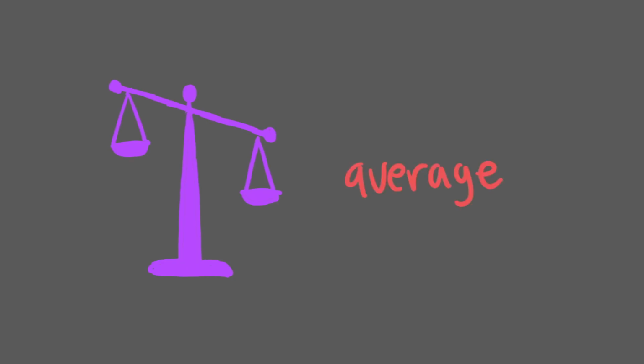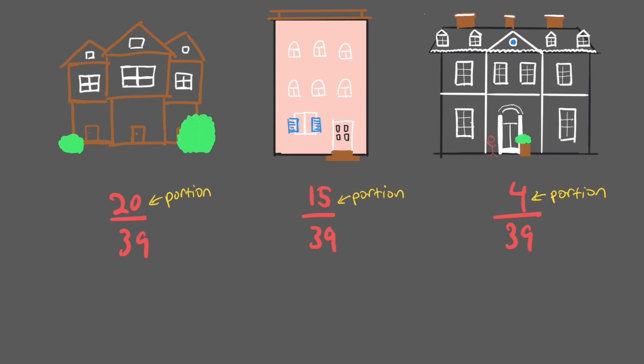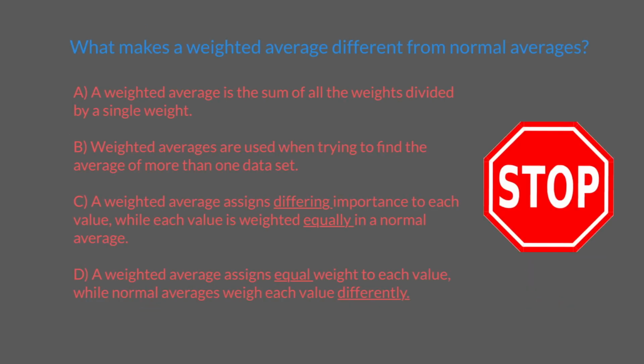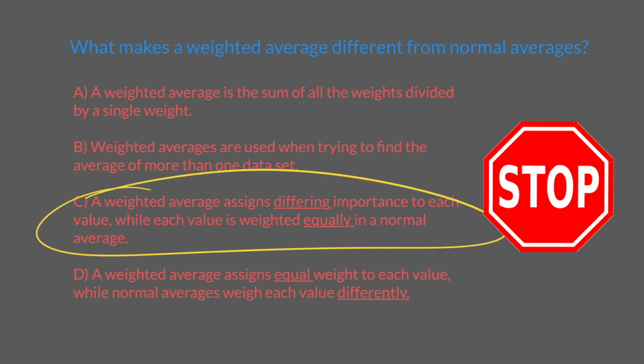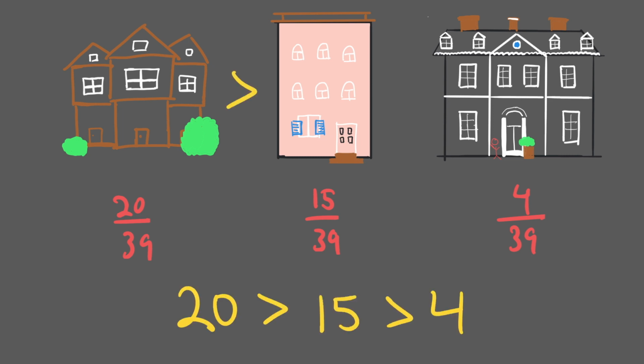You might not know it, but we just calculated a weighted average. Unlike normal averages, weighted averages take into account the varying importance of each value by assigning a weight to each value. The weight represents the portion the value takes up of the whole. What makes a weighted average different from normal averages? The correct answer is C. When working with a weighted average problem, not all the values are of equal importance. Some are more abundant or appear more often than other values, such as how there were more townhouses than apartments. Thus, we will need to multiply each value by its weight.